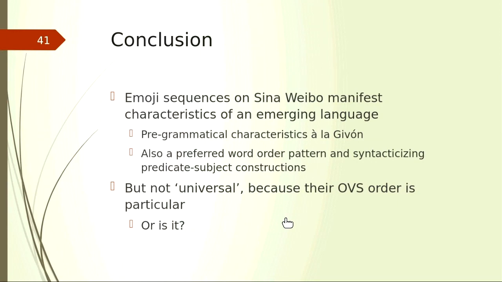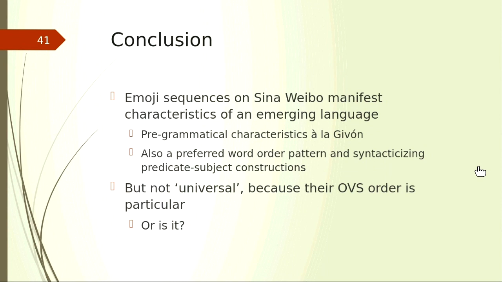Now that said, Sina Weibo emoji sequences are not a universal emoji language, even though many people claim this. Emoji language should be universal because it's just pictures and everybody understands pictures the same way, right? Well, actually, from a semantic point of view, that's not true either. There have been a number of studies that show that people understand emoji differently in different cultures. But the word order pattern is not universal either, because this OVS order that we found here is rather particular. It might even be unique to the Sina Weibo platform, for all we know. It's certainly different from the order that's been reported in previous literature by Danesi and Sobelin and others.